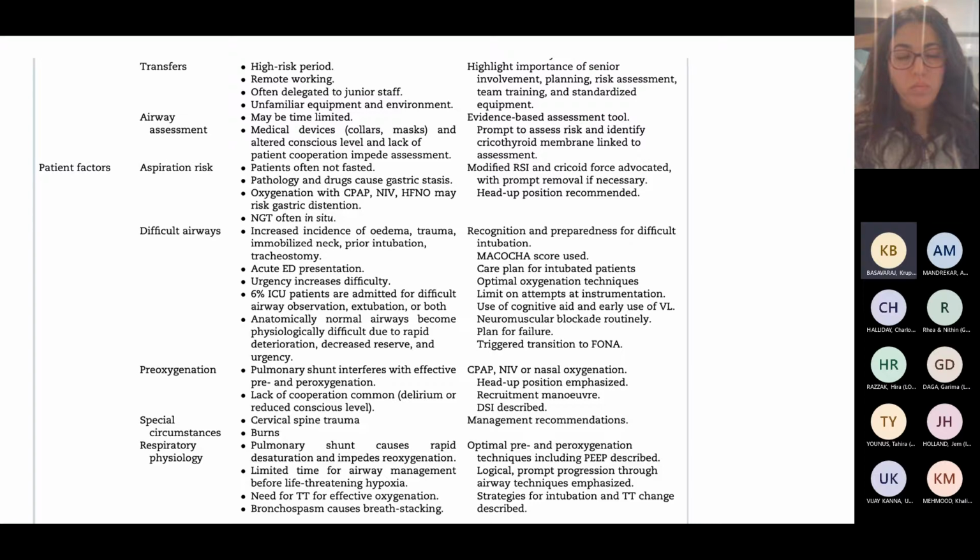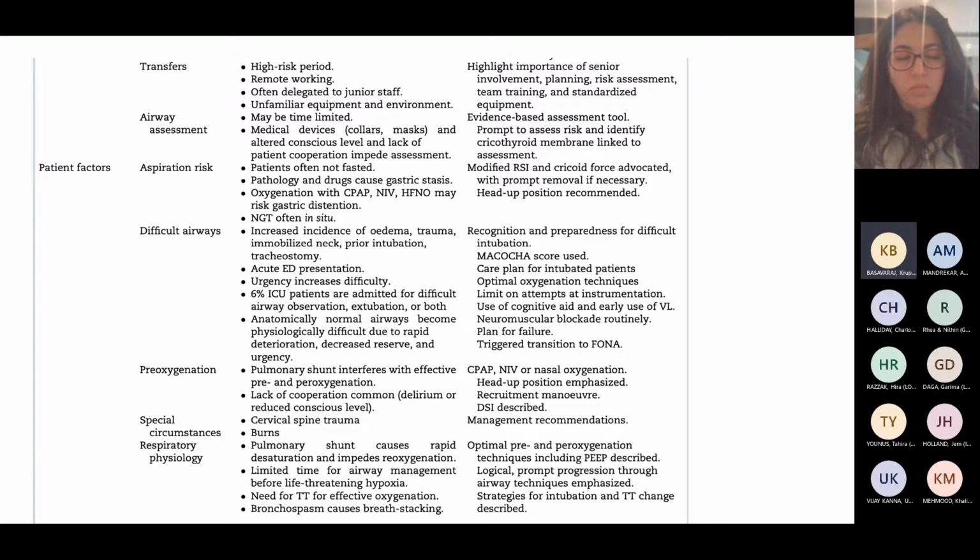Difficult airways: increased incidence of edema, trauma, immobilized neck, prior intubation, tracheostomy. Urgency increases the difficulty as well, and being able to recognize and be prepared for these kinds of things is one thing. Always have a backup in hand. Make sure someone else can be called for, and they will be quickly available when you are going to intubate the patient.